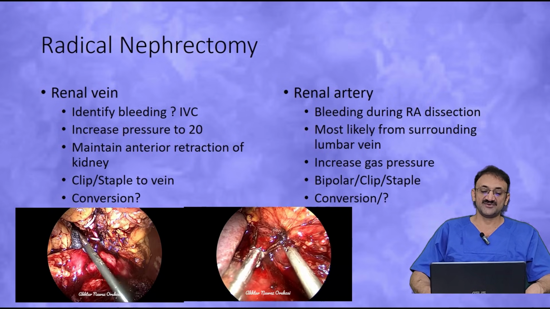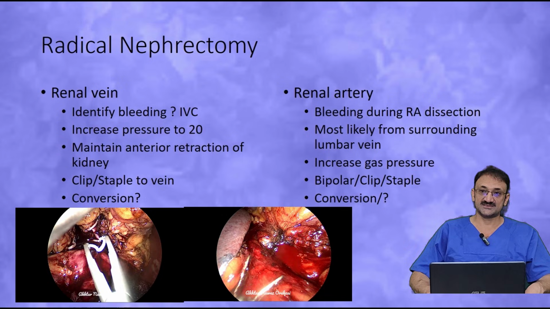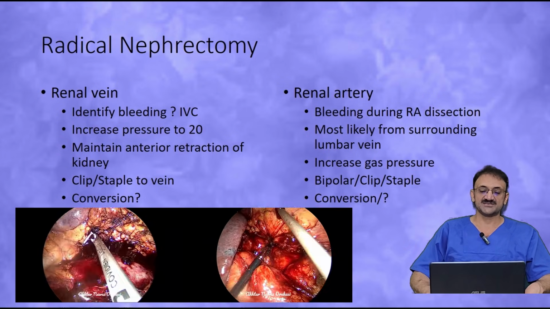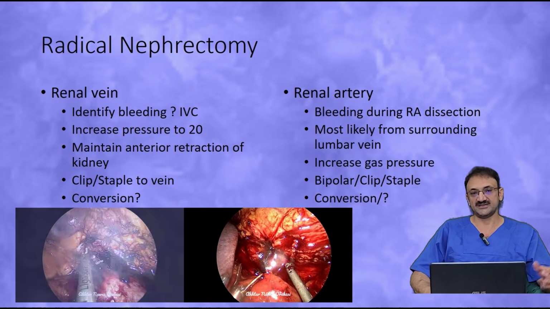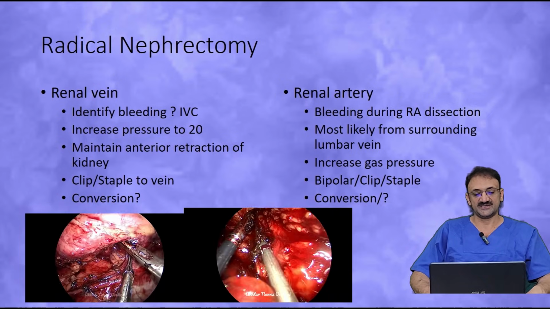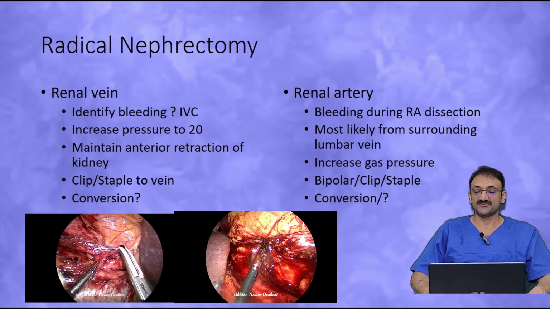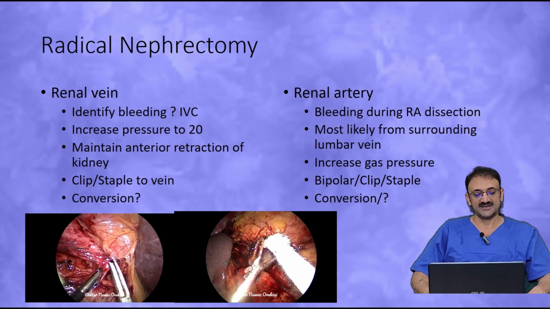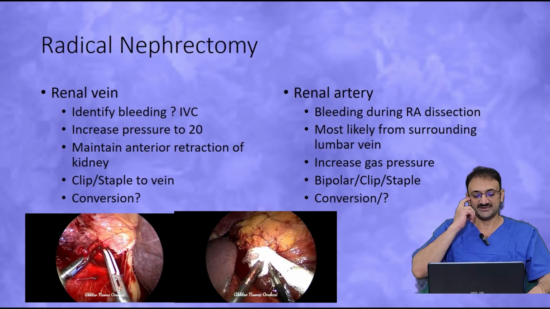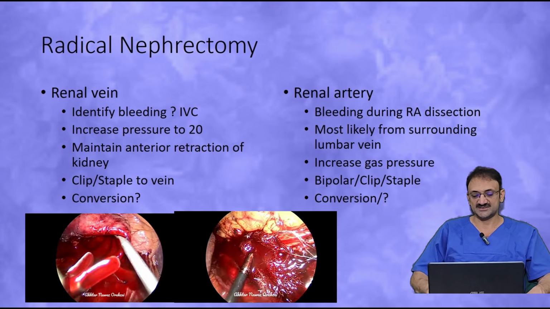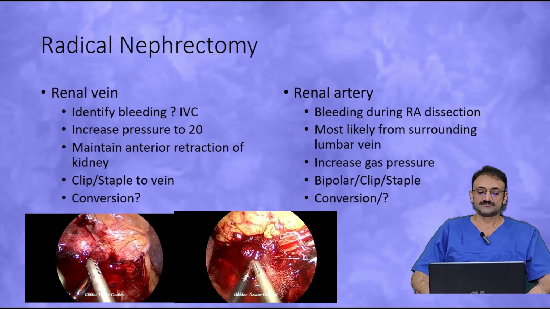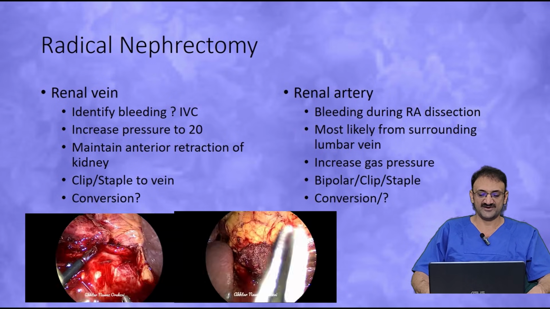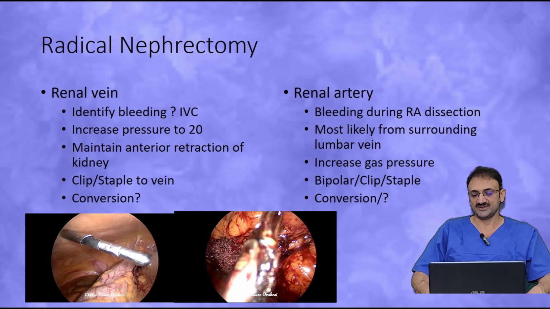So you must identify whether it is the renal vein, or is it the IVC, or the angle. As I mentioned, the angle needs to be stitched, and the pressure needs to be increased to 20. You maintain the anterior traction of the kidney, and then you of course apply the clip or a staple device to control the vein, and then you need to even decide to convert. On the left side, you can see that the bleeding is controlled by compression with the gauze piece for 5 minutes. It is nicely controlled, and then we managed it.